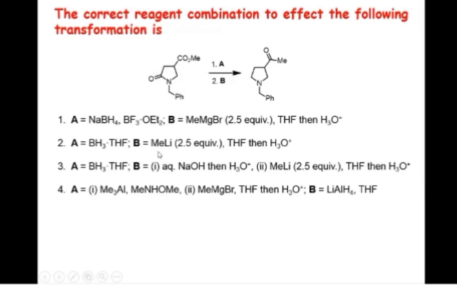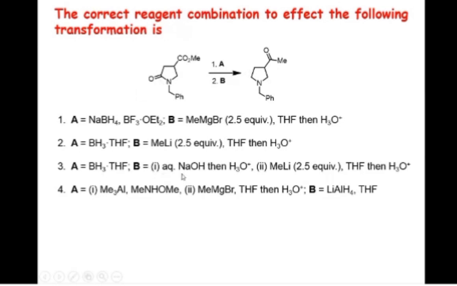But the second step is important. Two equivalents of methyl lithium is over here, which means you will get a tertiary alcohol, and we don't want a tertiary alcohol. Now the remaining option is the correct option. See over here, boron reduces this amide to the pyrrolidine ring.